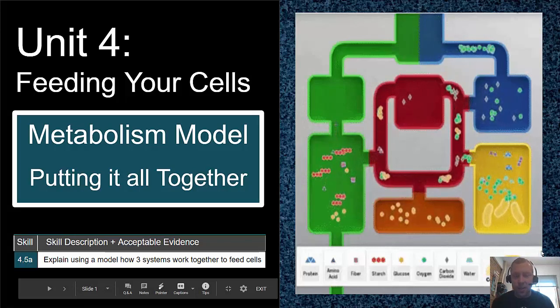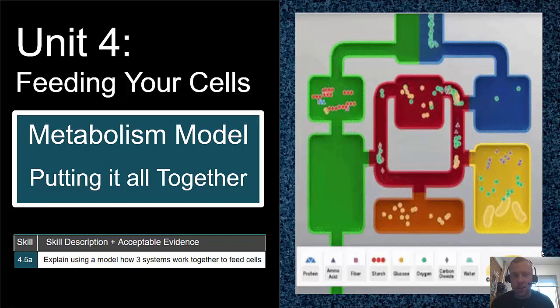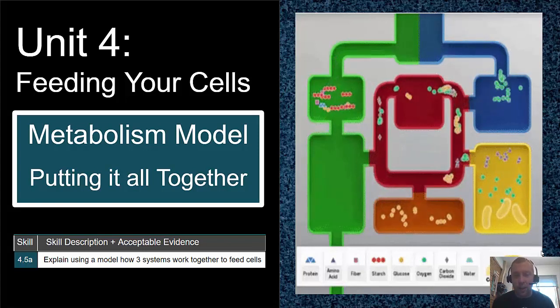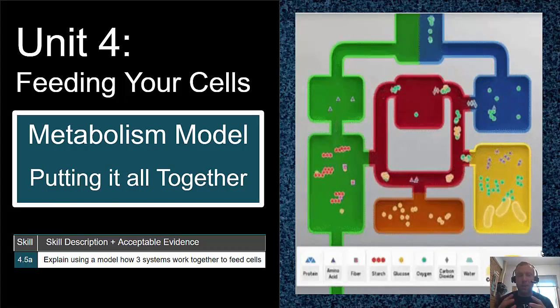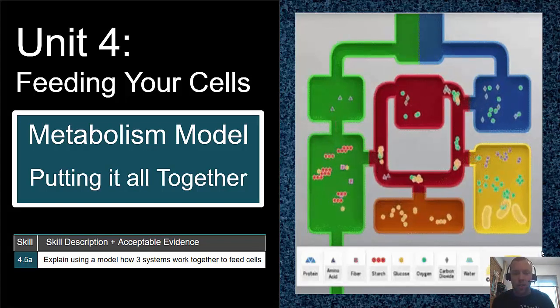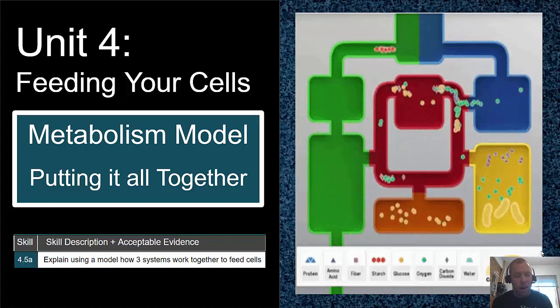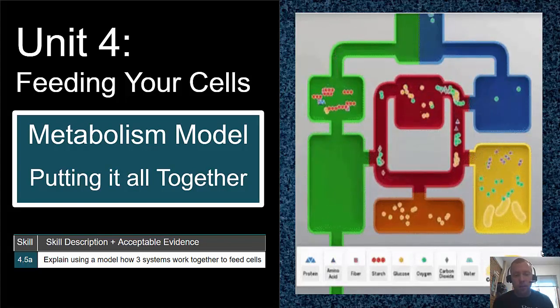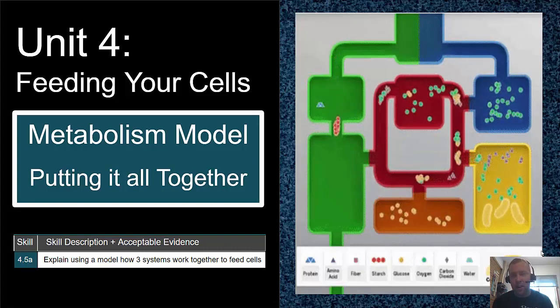We are on our last activity for Unit 4, which is all about feeding your cells, getting your cells the nutrients that it needs. So this last thing we're going to do is using a metabolism model. And with this model, we're going to put together everything we've done so far in this unit. You can see our skill here is to explain using a model how the three systems that we've learned so far work together to feed your cells.